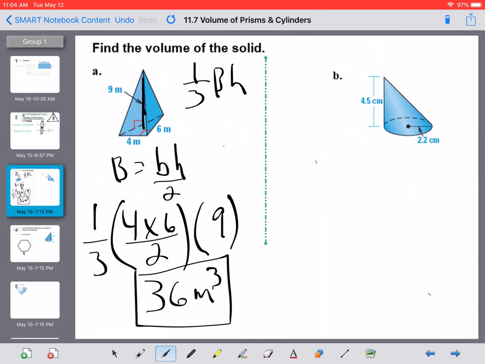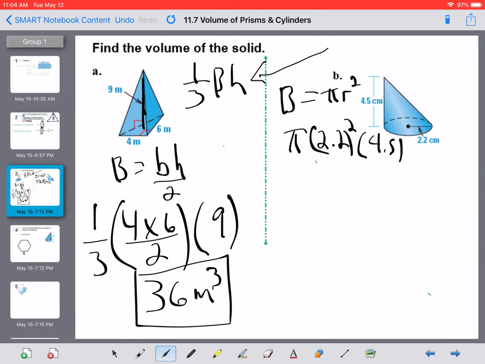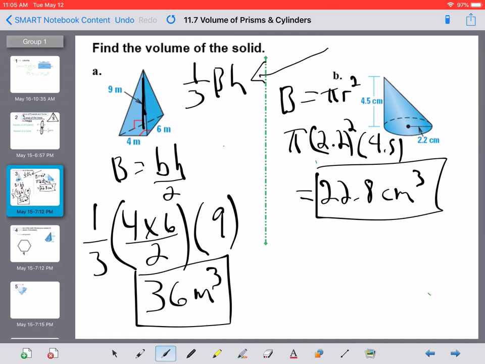On this one, it's kind of going to be the same thing. It's the same formula, but big B, the base, is a circle, so it's going to equal pi r squared. Okay, we know the radius is 2.2, so we get pi times 2.2 squared, and then you have to times that by the height, which is 4.5. And when you plug all that into your calculator, you get 22.8 centimeters cubed. And that would be your answer for that one.